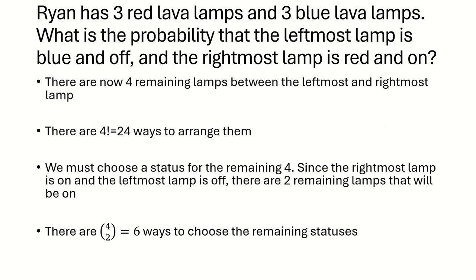Now there's 4 remaining lamps between the leftmost and the rightmost lamp. So that means there's 4 factorial or 24 ways to arrange them. So that's only factoring red and blue. We must choose a status for the remaining 4. Since the rightmost lamp is on and the leftmost lamp is off, there are 2 remaining lamps that will be on. So from the 4 middle ones, we're going to choose 2 of them to be on. So 4 choose 2 is 6 ways to choose the remaining statuses.